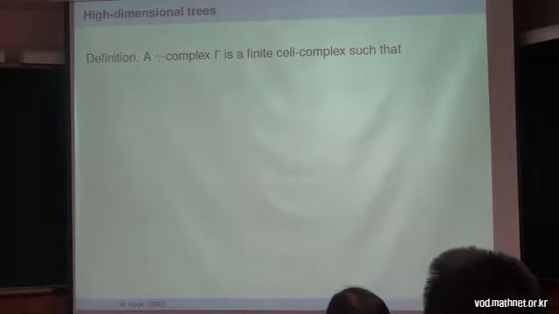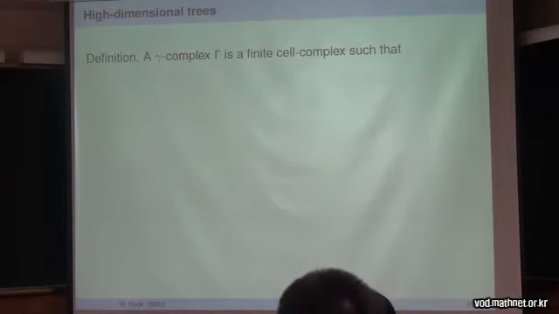But before we do that, we don't talk about high-dimensional trees for any old simplicial complex, at least at the moment. We talk about them for a special kind of simplicial complex that we can view as a generalization of a graph. That complex I decided to call the gamma complex, because gamma corresponds to G in the English alphabet, and I thought that was a natural choice. So a gamma complex is a finite cell complex, or for the purpose of the talk, a finite simplicial complex, satisfying the following two conditions.